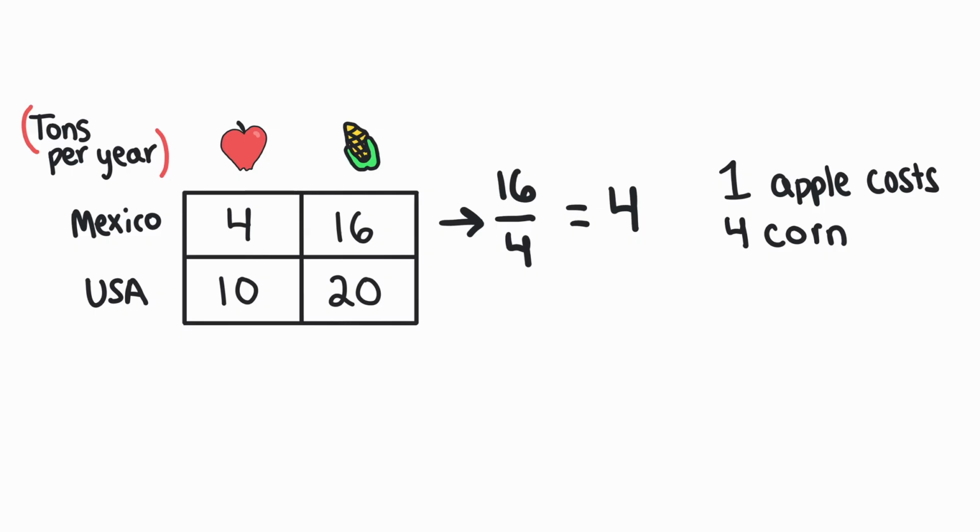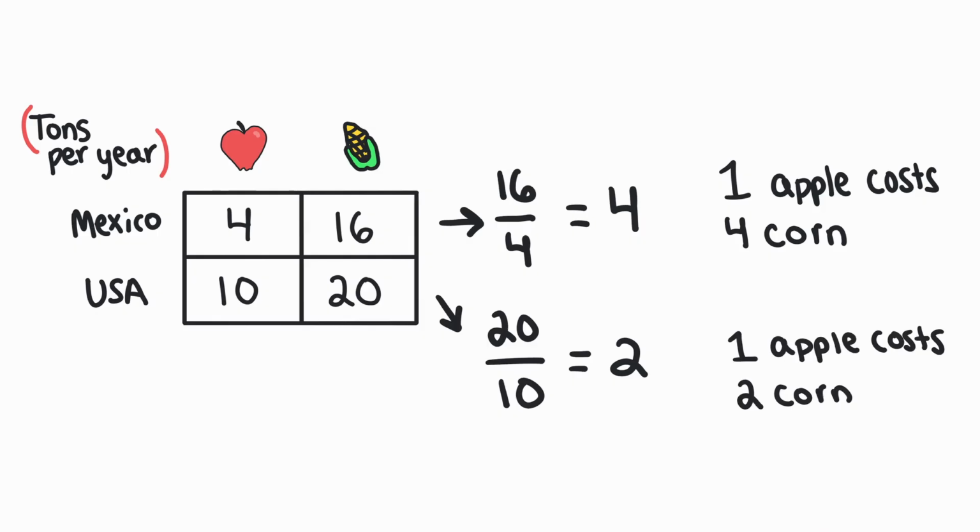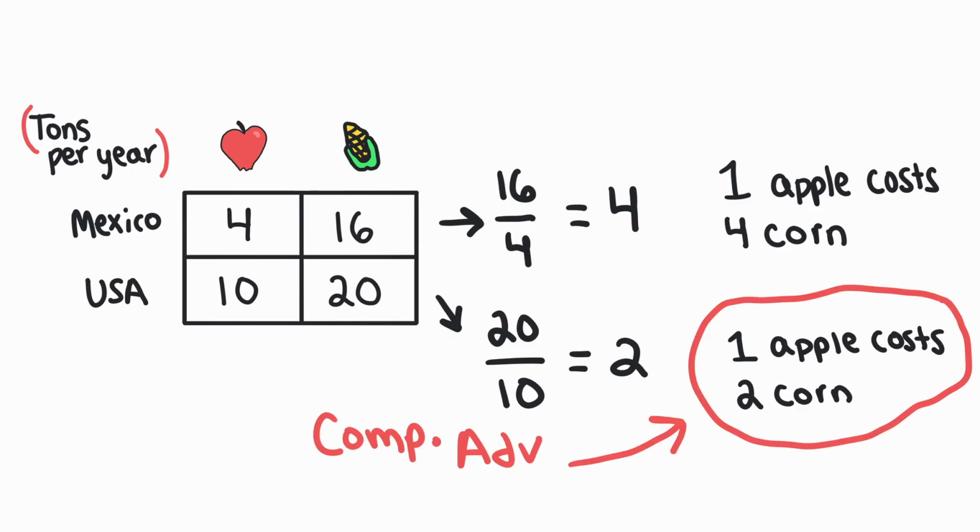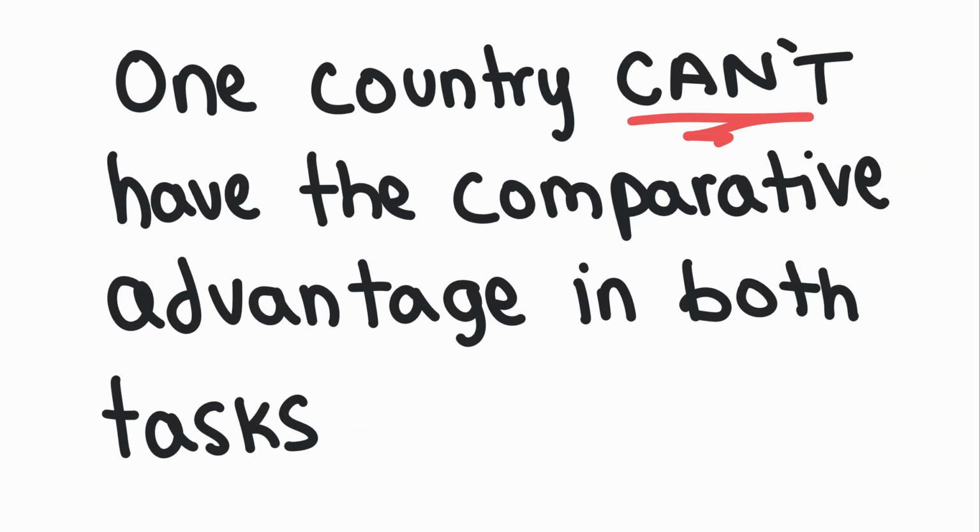Now we need to compare that to the US. For the US, their other number is 20, and the number for apples is 10, giving them an opportunity cost of 2 tons of corn for every 1 ton of apples. So who has the comparative advantage in producing apples? In this case, it's the US. They give up fewer tons of corn for every ton of apples that they produce. One trick here is that if a country has the comparative advantage in producing one good like apples, the other country will have the comparative advantage in the other good. One country can't have the comparative advantage in both.